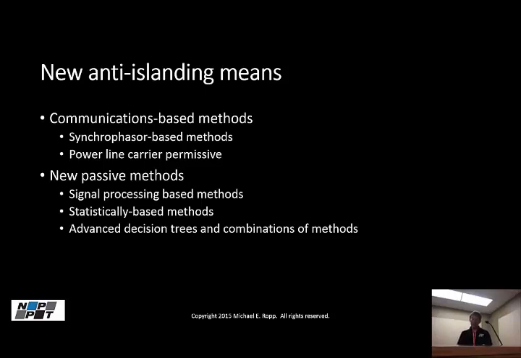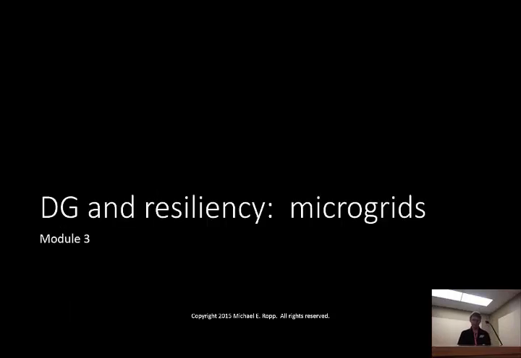One thing that I would point out is that with power line carrier permissive, we actually can't use a fallback, because it is the loss of the comm signal that determines when the island has occurred. So that puts some reliability constraints on the equipment. So, any questions on unintentional islanding?